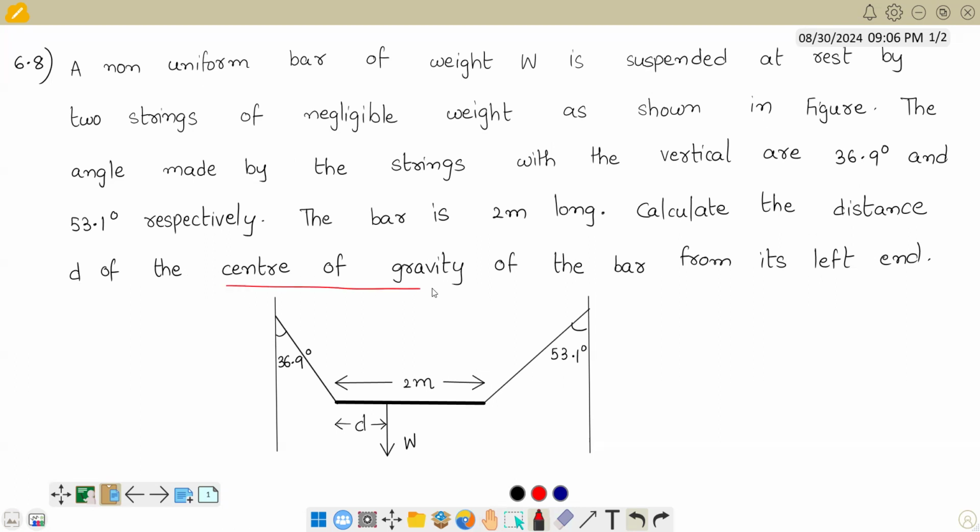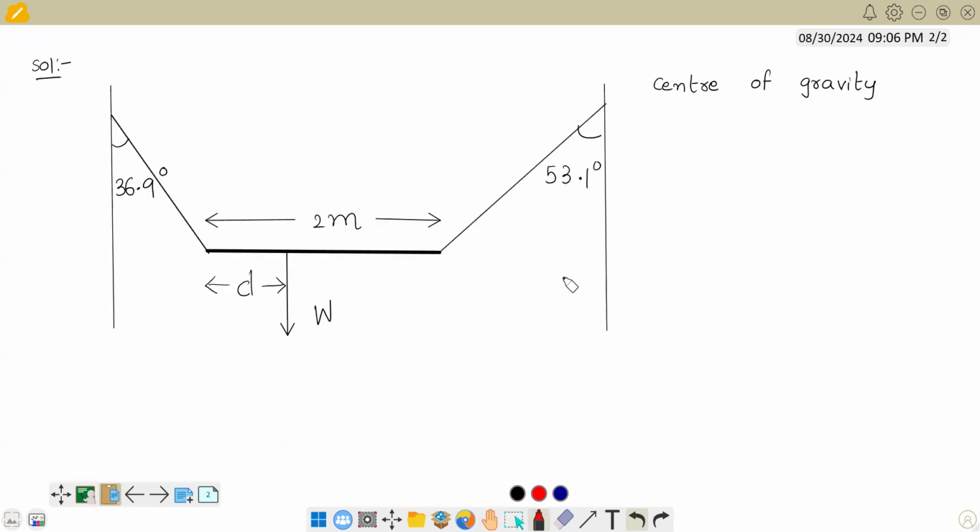Here the word center of gravity is clearly given to us. In general, in our syllabus, if nothing is mentioned, we'll assume center of gravity is equal to center of mass. If they were equal, there would be no need to solve this problem, because d would be exactly half of the bar, which would be 1 meter. But remember, center of gravity is not always equal to center of mass. There are some scenarios where they are not equal.